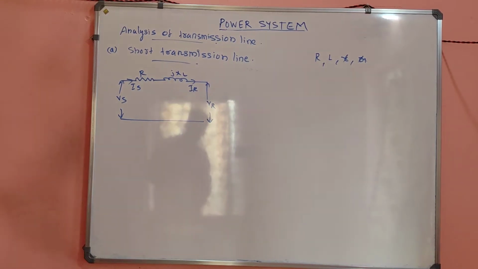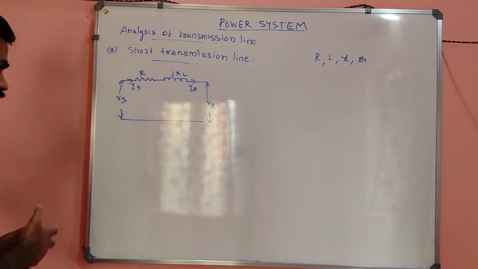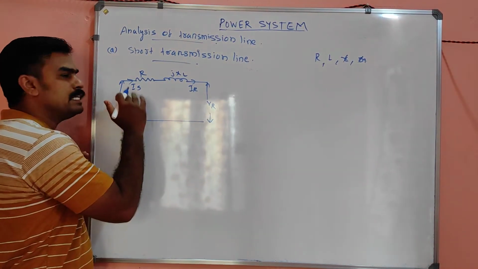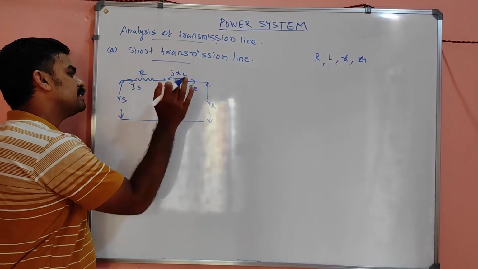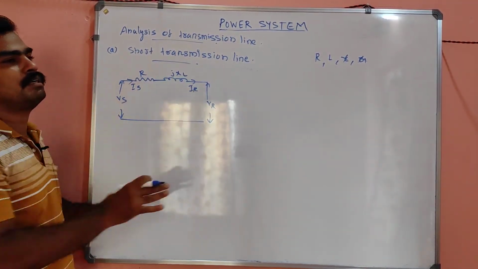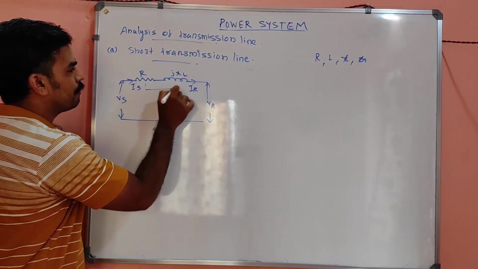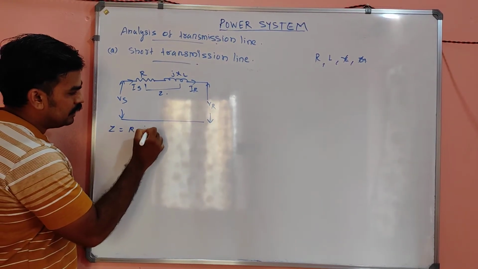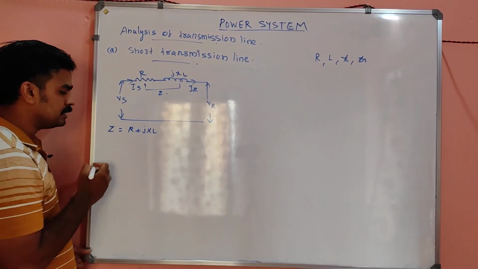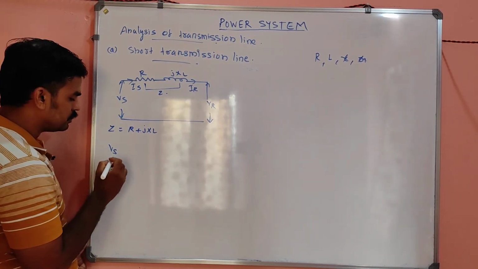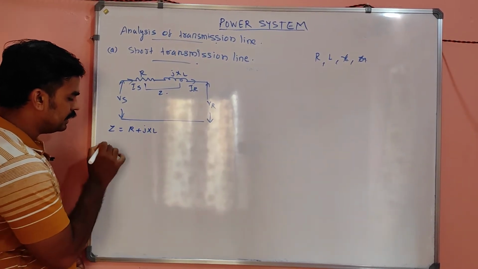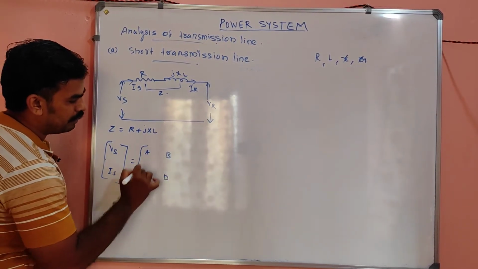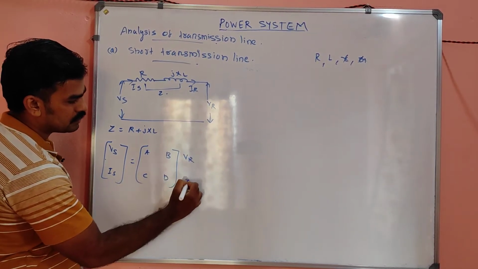Short transmission line is nothing but, this is the representation of a short transmission line. So it's a performance parameter. It is nothing but the sending end voltage as well as the sending end current, receiving end voltage as well as the receiving end current, connecting these four parameters. And Z will be equal to R plus jXL. So that we can connect these equations, that means Vs as well as Is, by using the ABCD parameter, with VR as well as IR.